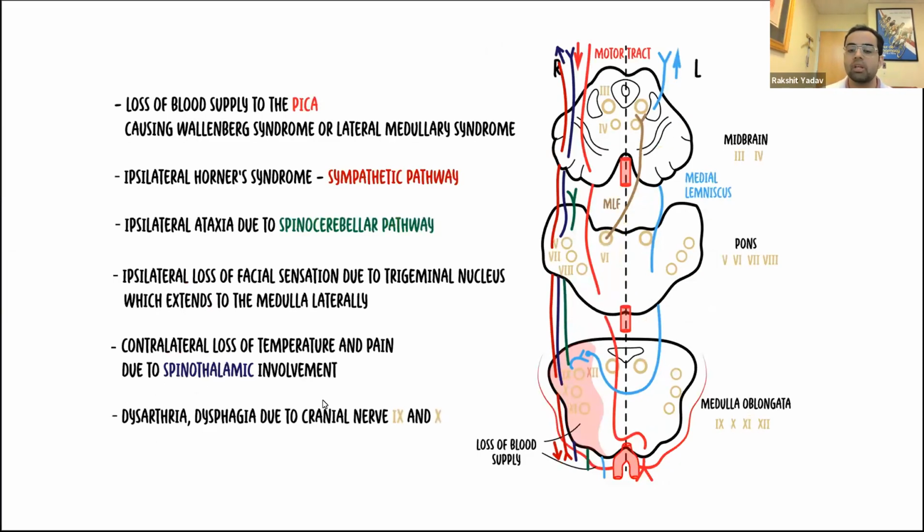loss of blood supply should be to the posterior inferior cerebellar artery. This syndrome is also called the Wallenberg syndrome or the lateral medullary syndrome. Now we'll see the signs and then try to associate them with the rule of 4.